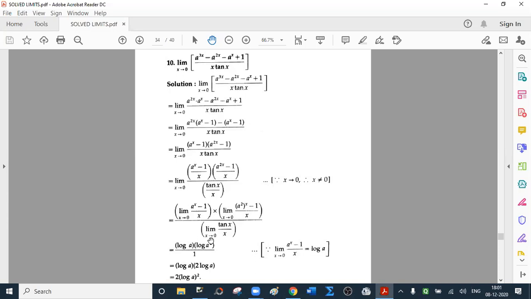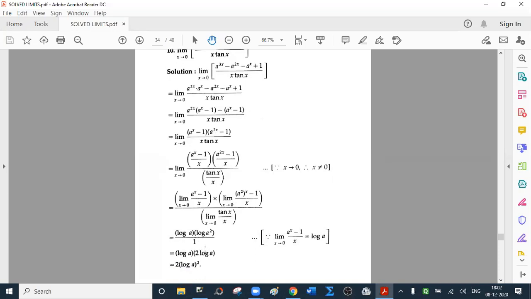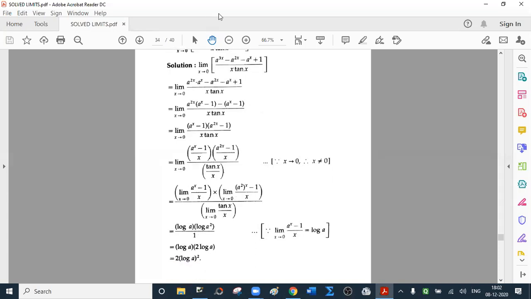So the value of this limit is log of a square, but log of m raised to n is n log m. Log a square is not 2 log a, it is the square of log a. So 2 log a bracket square is the final answer.